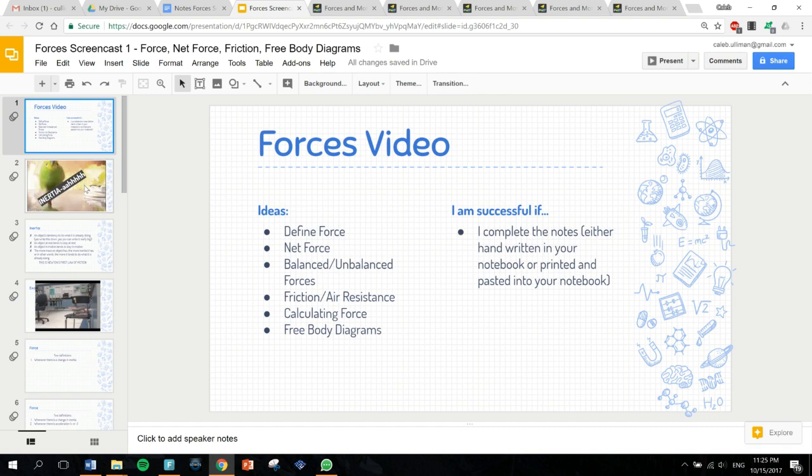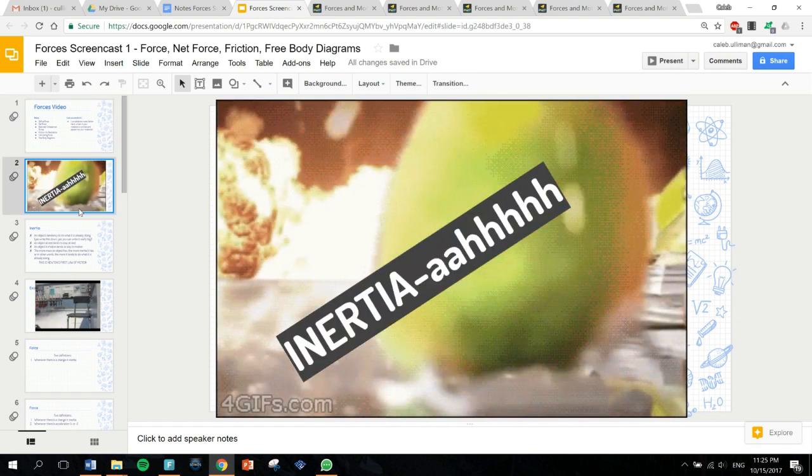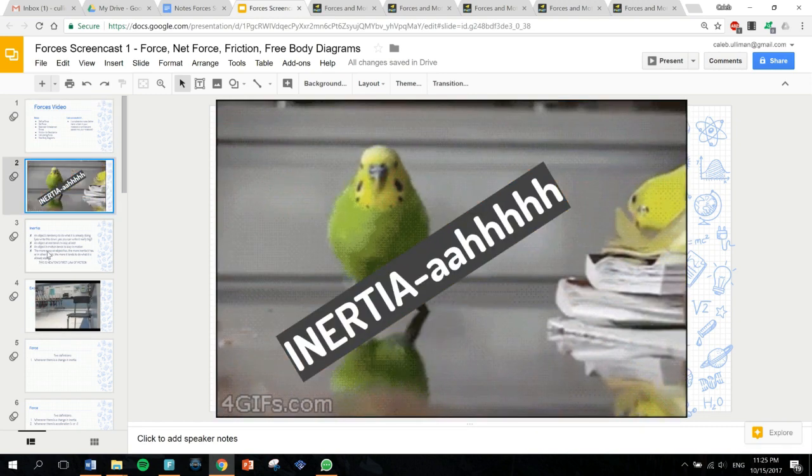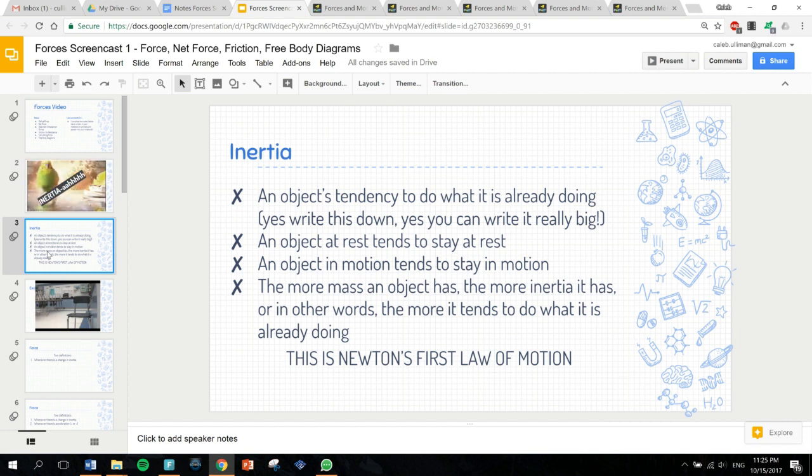Quick reminder, inertia. Inertia is an object's tendency to do what it's already doing. An object at rest stays at rest. An object in motion stays in motion. The more mass an object has, the more inertia it has. In other words, the more it tends to do what it's already doing. Newton's first law of motion. So I just had to remind you of that.